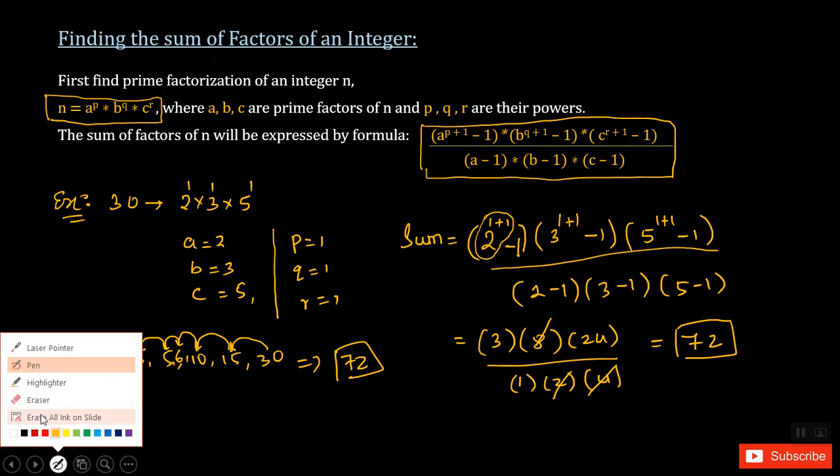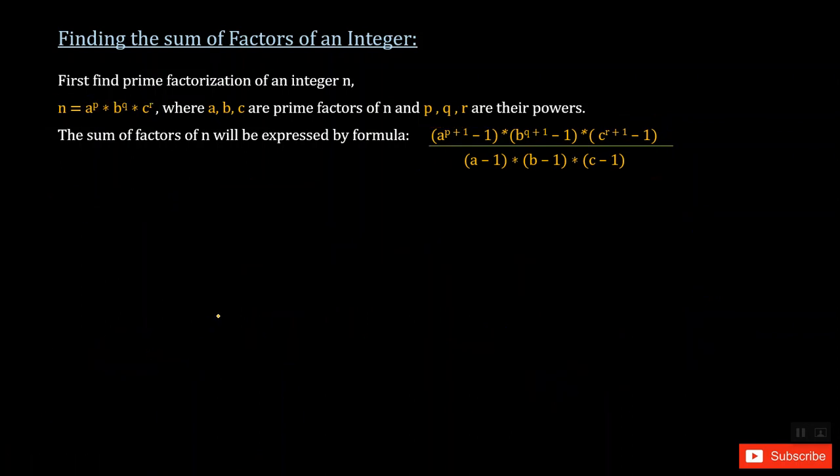Let me erase this. Okay, let's take another example, 450. We also did the prime factorization of 450. We got it as 2 to the power 1 times 3 to the power 2 times 5 to the power 2. I'm just writing directly from the previous question.